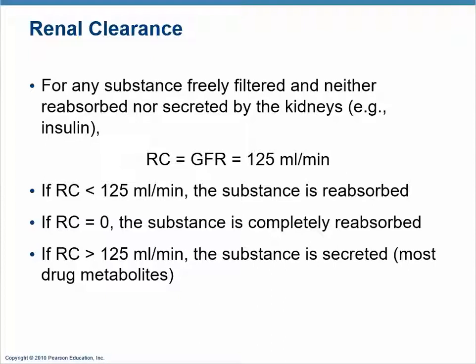Anything between 0 and the GFR, some of the substance is reabsorbed. So if the renal clearance is 125 mils per minute, none of it is reabsorbed if the GFR is 125. If the renal clearance is 100, then 25 mils a minute is reabsorbed, and the rest is cleared.